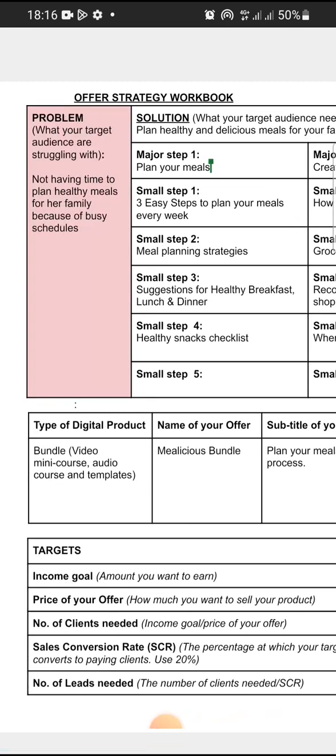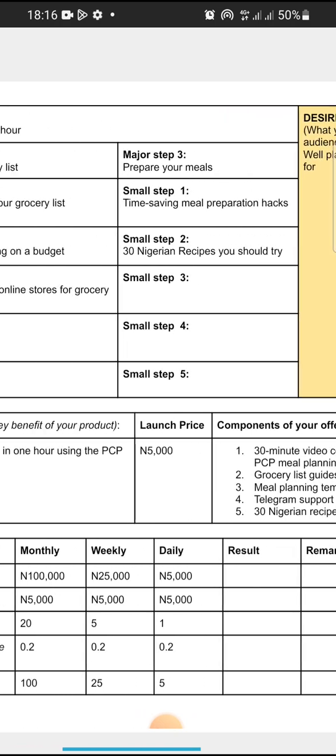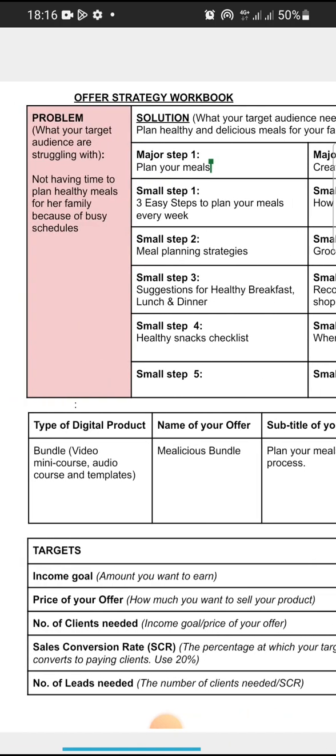I just want to show you how to use the offer strategy workbook. It is very easy, and it's just a one-page guide that will help you create your offer for your digital product. Maybe a digital product that you want to use to attract more clients for your existing products or services, or you want to just sell a digital product as a source of passive income. Regardless of your intentions, this is a strategy workbook you can use to create your offer.